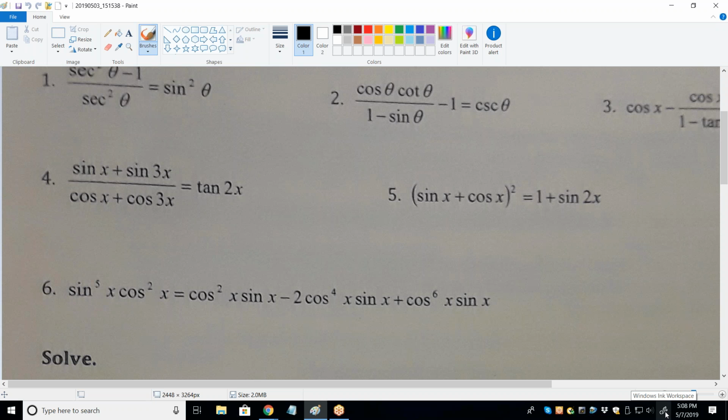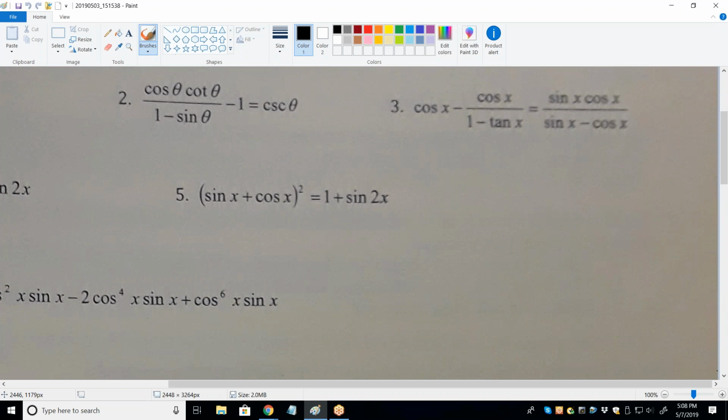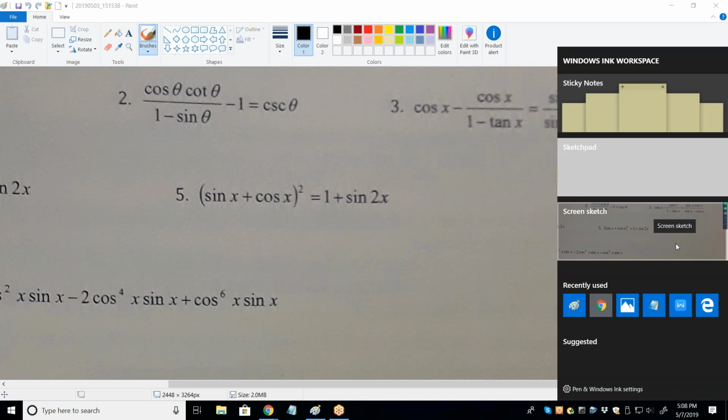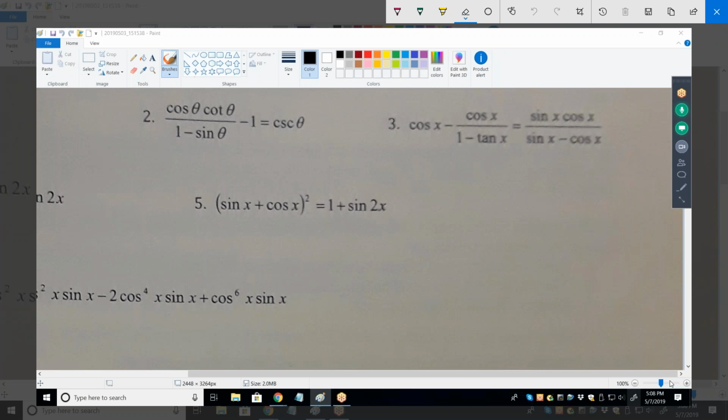I hate to spend a huge portion of the time on problems that I know you're not going to spend that high a portion on the test doing. In other words, if you run out of time on the test, that's the problem you're not going to do. Okay? Number 5 is quite a bit simpler.